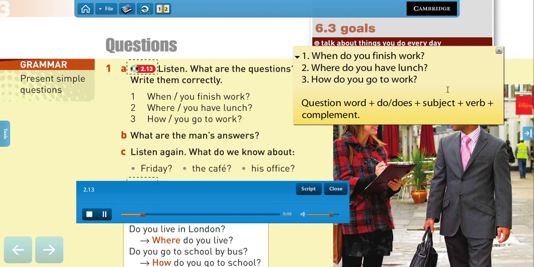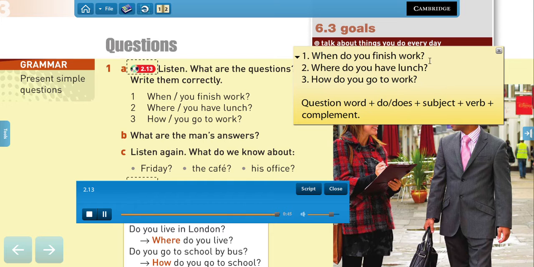Track 13. Excuse me, could I just ask you a few questions? Yes, okay. Right, when do you finish work? At about 4. On Friday, I finish at about 1 or 2. Okay, and where do you have lunch? In a cafe, usually. There's a very good cafe near my office, so I usually have lunch there. Okay, thank you. And how do you go to work? Well, I go by train, and then I walk. My office is quite near the station. Okay, thanks very much. Not at all. Bye.